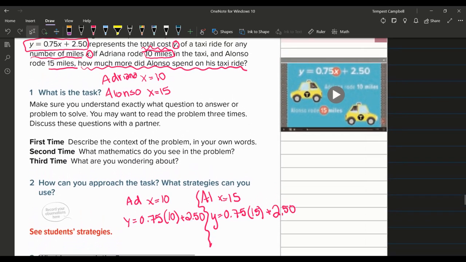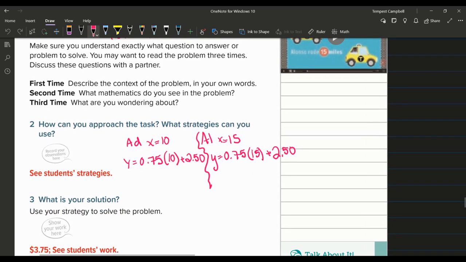So we could already probably make a guess and say, well, we already know Alonzo is going further, so he's going to have to pay more, but we're asked how much more. So we're going to plug this into our handy dandy calculator. We're going to get $7.50 plus $2.50. So she's going to have to pay a total of $10. Then we have Alonzo, and Miss Campbell is definitely going to have to use a calculator for this. If you have to use a calculator for the other part, that is perfectly fine.